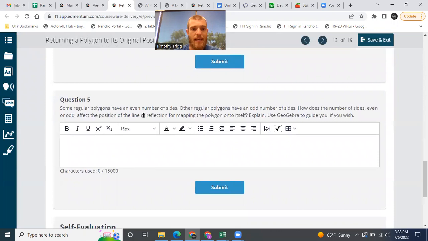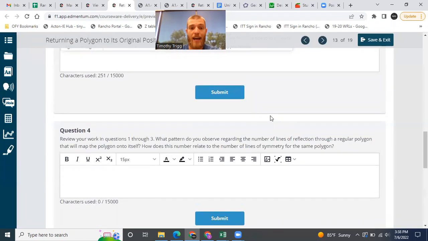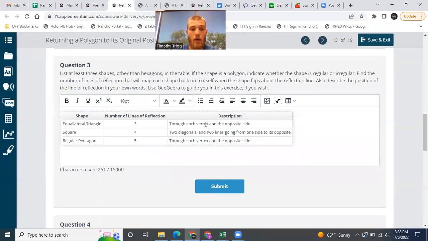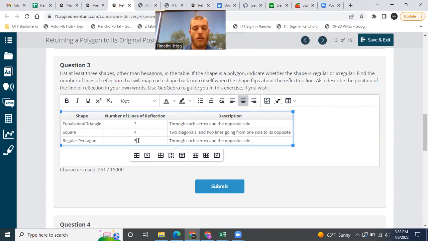Some regular polygons have an even number of sides. Other regular polygons have an odd number of sides. How does the number of sides, even or odd, affect the position of the reflection for mapping the polygon onto itself? Explain. Use GeoGebra to guide you if you wish. Okay, so this is kind of a complicated problem, but we've actually discussed it a little bit. Remember, let's go back up to number 3 here. Both the triangle and the pentagon had an odd number of sides, right? Triangle 3 and the pentagon 5. Those are both odd numbers. So in both of those cases, the lines of symmetry go from the vertex to the opposite side.